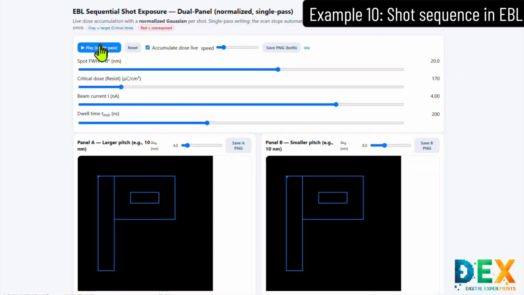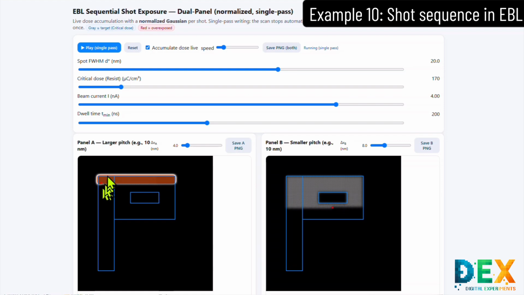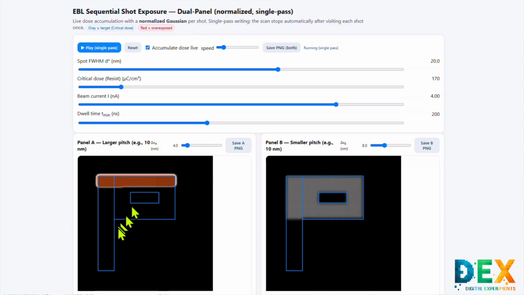Another thing related to e-beam lithography is this simulator that shows how you have sequential shots of electrons in a grid that will eventually draw a specific pattern. That's how electron beam patterns are being drawn. And you can see that depending on the shot size, the distance between each of these electron shots, you'll get different doses.